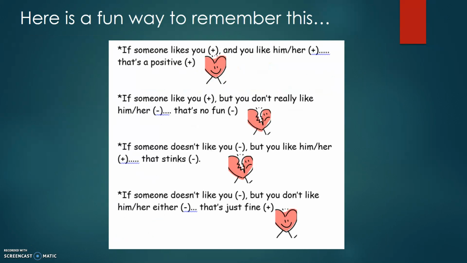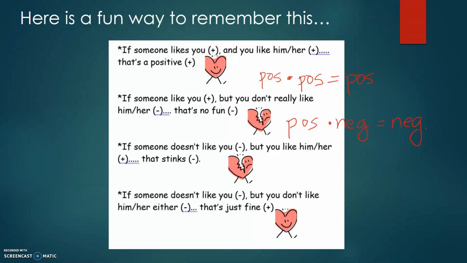Here's a funny way that I like to think about it. If someone likes you, think about liking as a positive, and you like that person. Wow, isn't love grand? Then in the second scenario, if someone likes you, they have positive feelings for you, but you don't really like that person too much, so you might have negative feelings to them. Well, that's no fun. Your feelings don't match, that's a negative product, negative outcome.